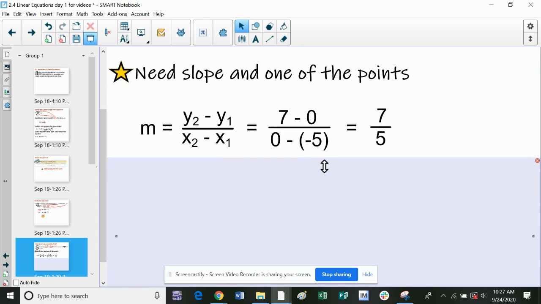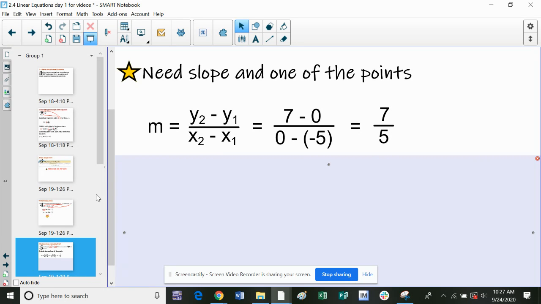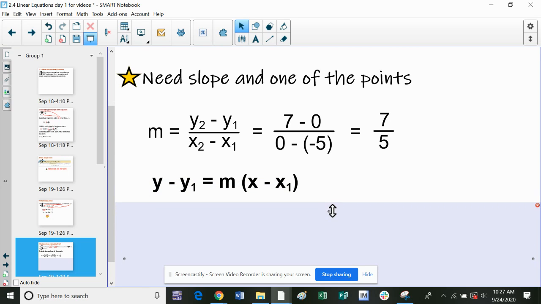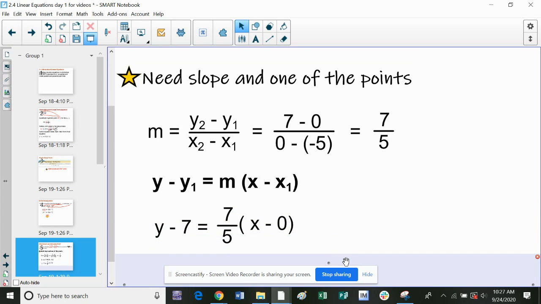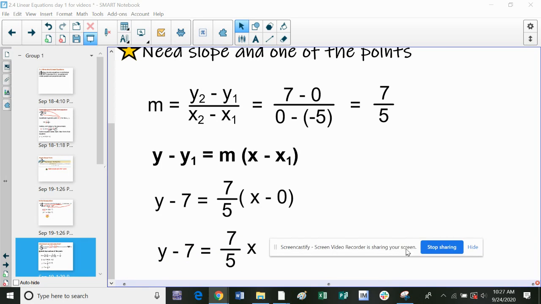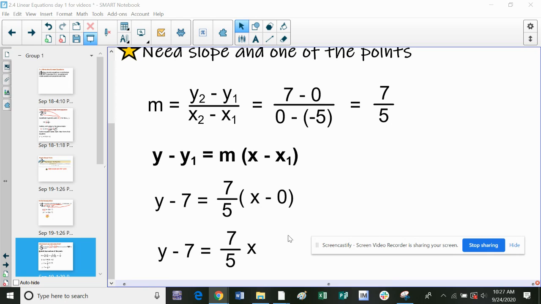Okay, so we have our slope now, and we have a point. You can pick either point, doesn't matter. Take either one you want. Let's grab our equation. y minus y1 equals the slope times x minus x1. And I took the second point. So y minus 7 equals 7/5 times x minus 0. And we clean that up just a little bit because x minus 0 is simply just x, so 7/5 x there. You wouldn't write the 0 times something. So we do clean that up a little bit. But otherwise, that's all there is to it.